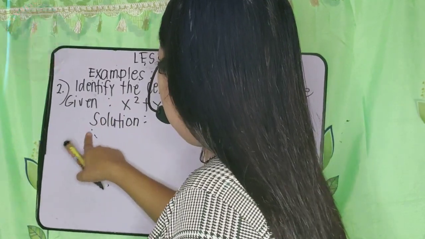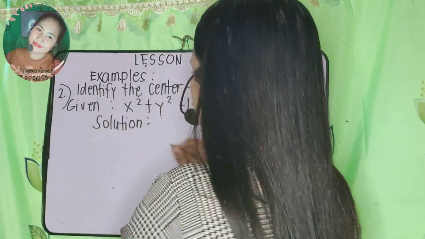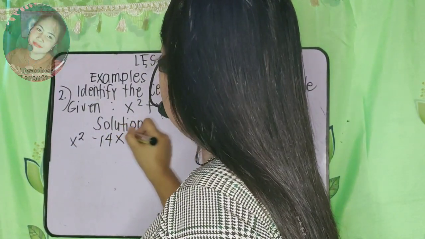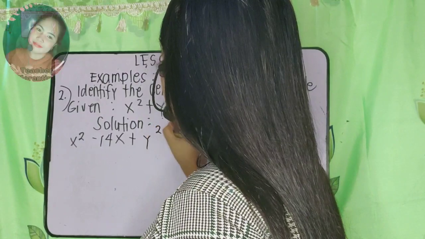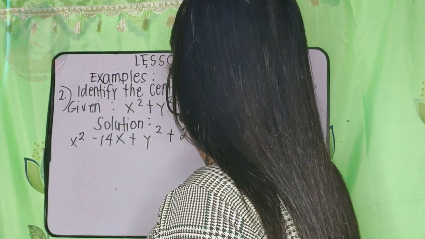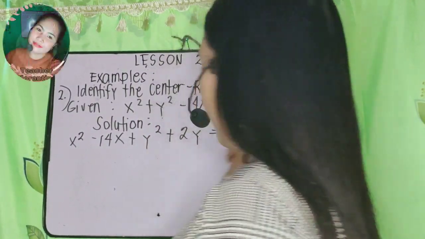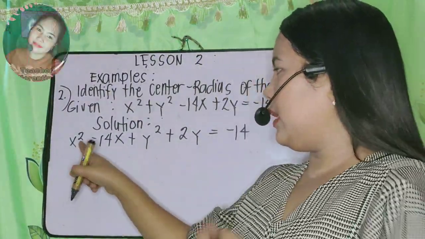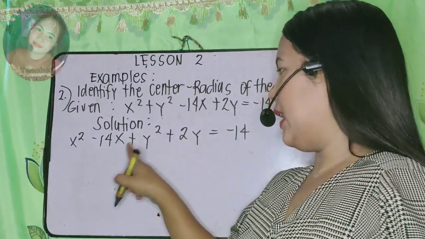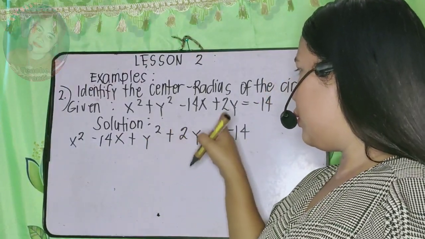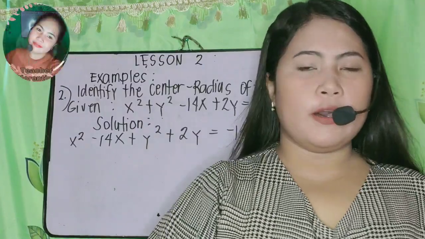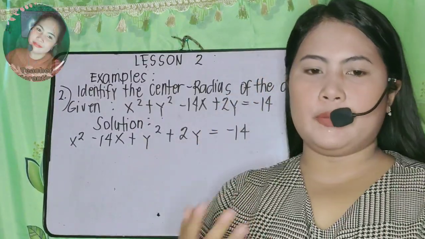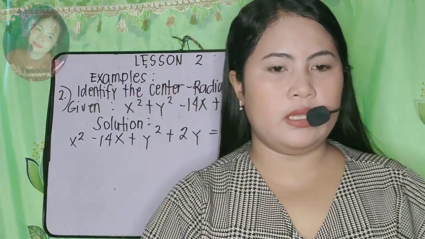x squared minus 14x plus y squared plus 2y equals negative 14. Okay po, pag sasama-samahin natin yung mga x and y. So, it would be x squared minus 14x plus y squared plus 2y equals negative 14. So, after rearranging the orders, we're going to proceed to our step 2, which is using completing the square.